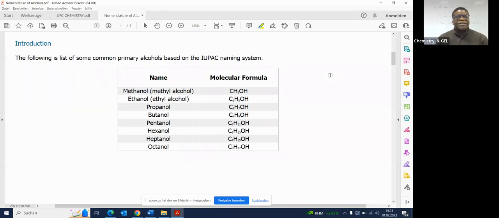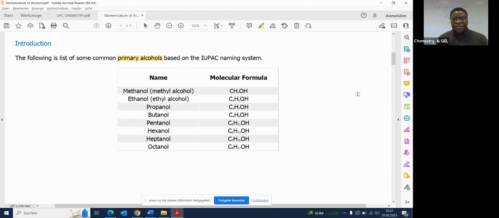Introduction. The following is a list of some common primary alcohols based on the IUPAC naming system. IUPAC, don't worry, simply means the International Union of Pure and Applied Chemistry. They came together to say, this is how we're going to be naming organic compounds. Now, we're going to discuss here, primary, what does it mean to be a primary alcohol? We've got primary alcohols, secondary alcohols, and tertiary alcohols. The primary alcohols here are the ones displayed on this diagram. Name, molecular formula.